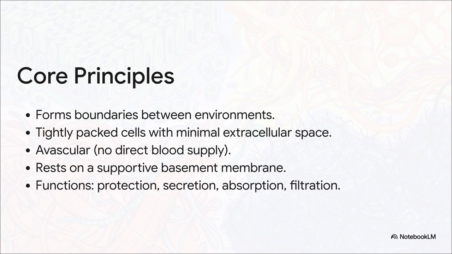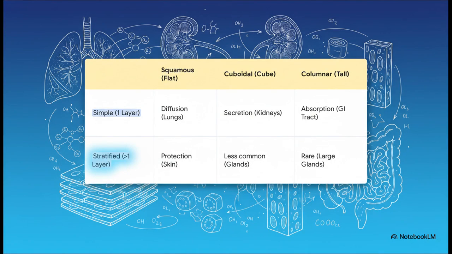So you might be wondering, how does it get nutrients? Well, it depends on the layer of connective tissue just beneath it to pass up all the supplies. This design makes it a fantastic protective barrier, but also a really selective gate for things like secretion and absorption. What's really elegant is how we classify all these different epithelial tissues. It's a surprisingly simple system based on just 2 things: the number of cell layers and the shape of the cells. If it's 1 layer, we call it simple.